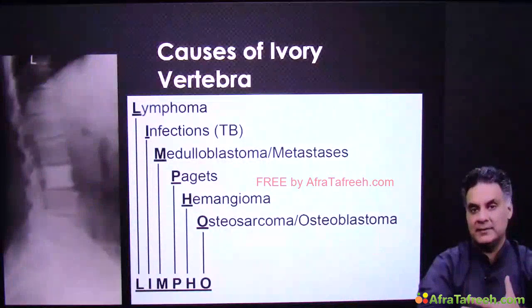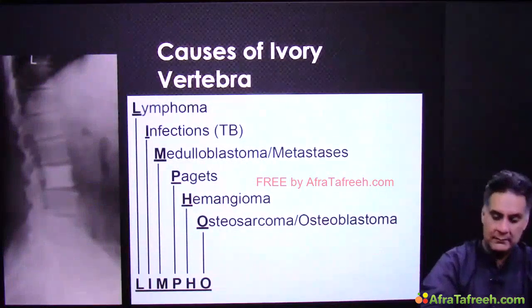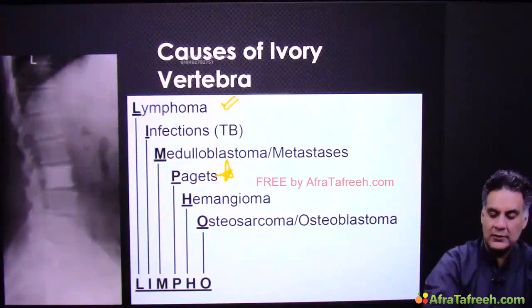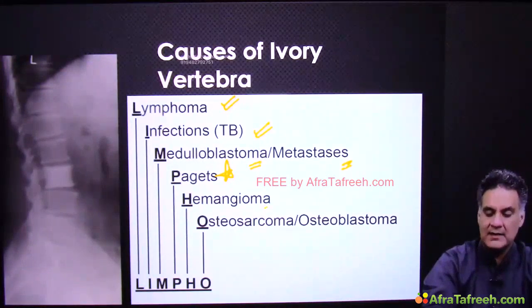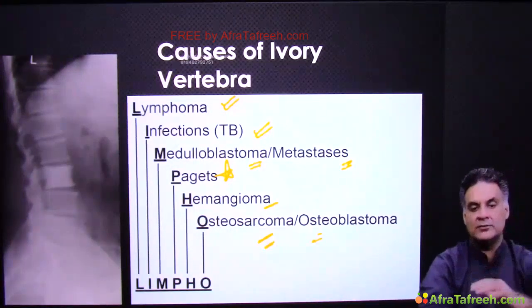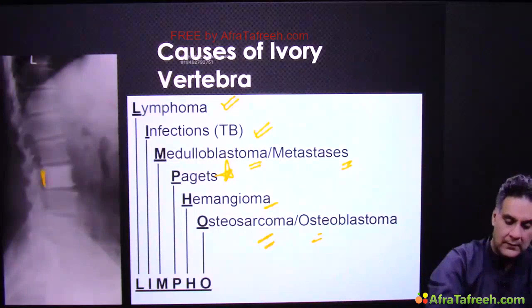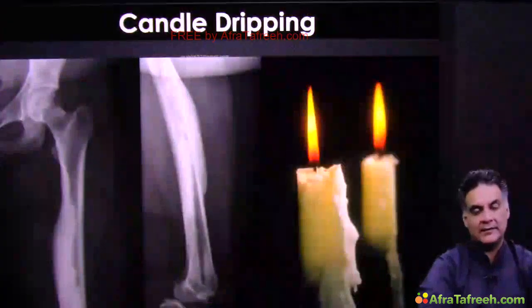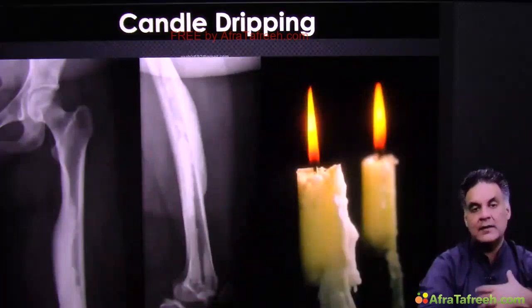Causes of ivory vertebra. If you have to choose one, Paget's. It can also be seen in lymphomas, tuberculosis, medulloblastomas, metastasis, hemangiomas, bone-forming tumors like osteosarcomas and osteoblastomas. It came in PGI where only Paget's was correct, but it can be asked anywhere.